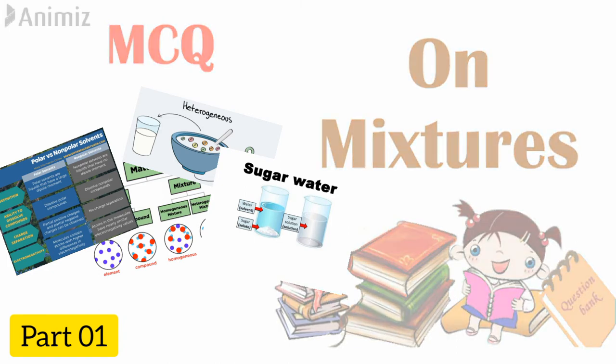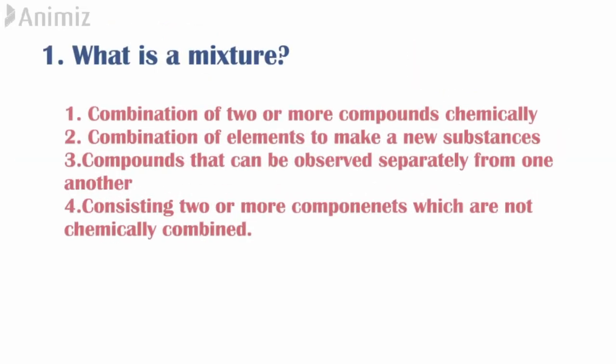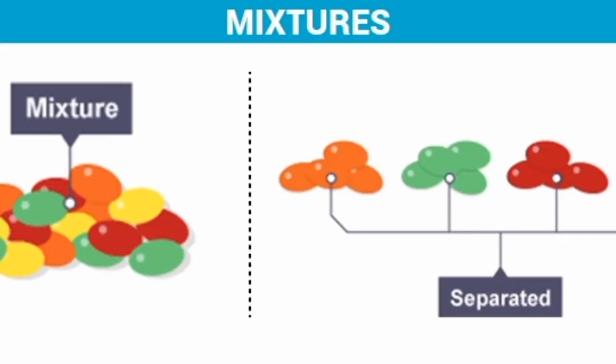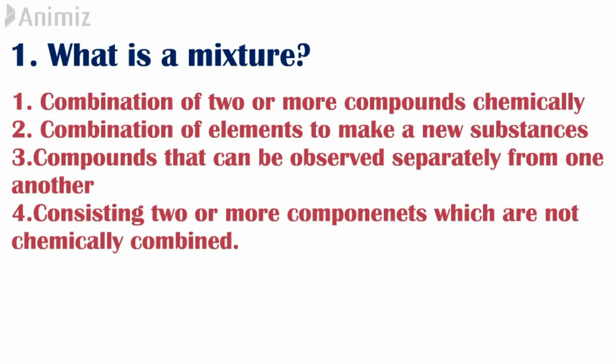Now let's start. The first question is, what is a mixture? Mixtures are matter that consist of two or more components that are not chemically combined, and you can separate them by some physical methods. So now let's go through the answers. According to our definition, the answer is answer number 4.